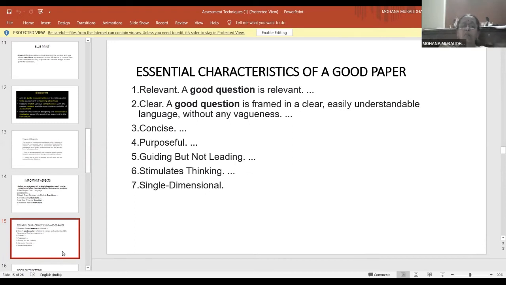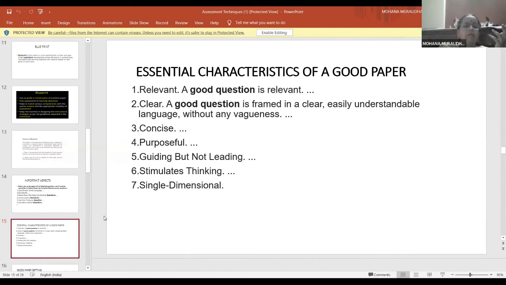So a question is framed in very clear, easily understandable language. It should be concise. It should be purposeful. It should serve the purpose. Guiding but not leading. It should guide the child to know it. It stimulates thinking. It should give a lot of thinking and it should be single dimensional. We should not have a paper where there are multiple thoughts going on. It should be single dimensional. So let us put so many ideas in our mind before we set a paper.